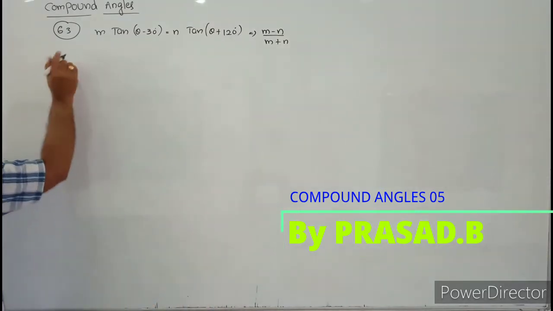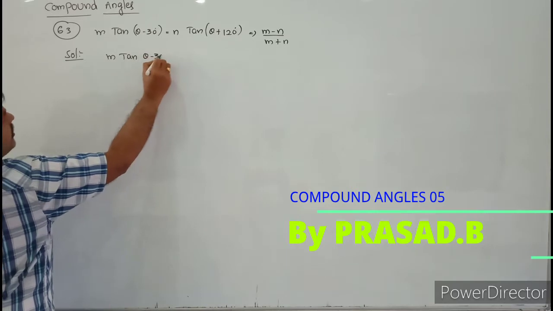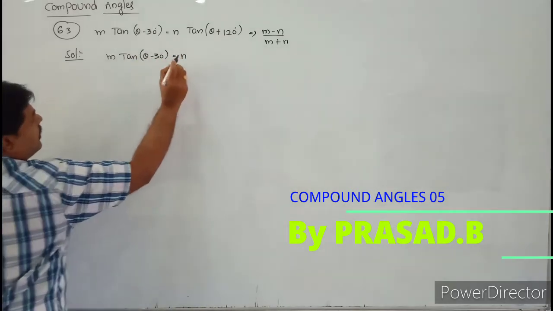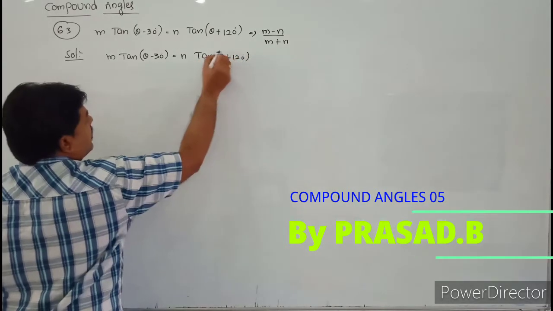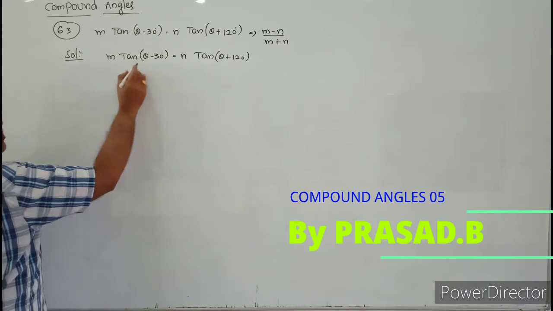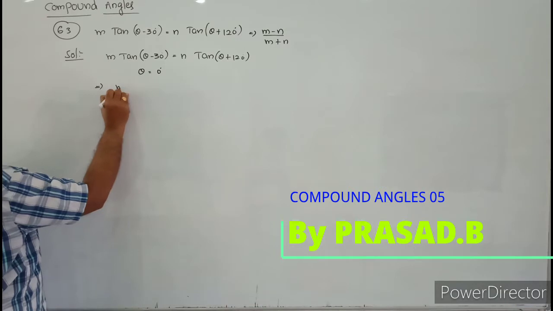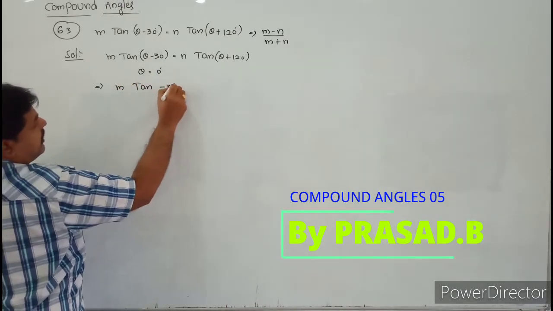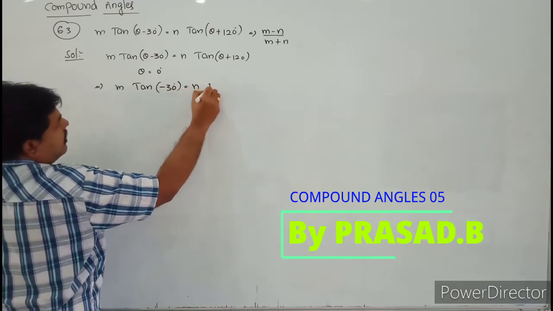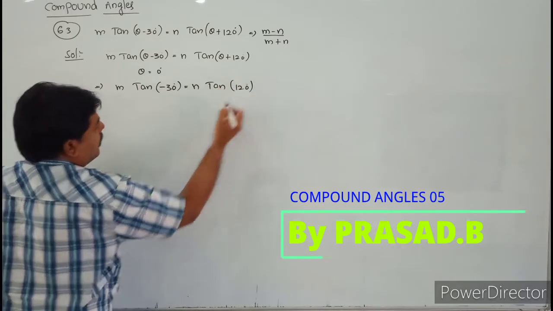First of all, I will take m tan(θ − 30°) = n tan(θ + 120°). This holds for all values of θ, so here I am taking θ = 0°. That implies m tan(0 − 30°), that is tan(−30°), is equal to n tan(0 + 120°), so it becomes tan 120°.